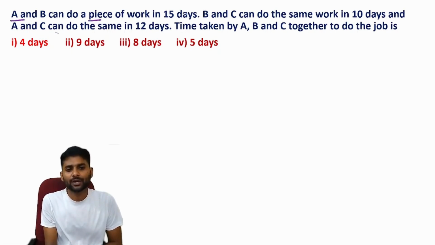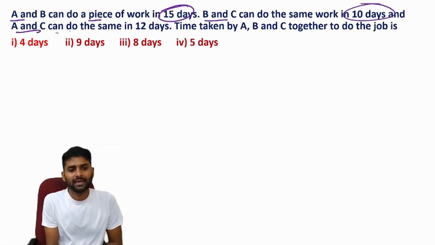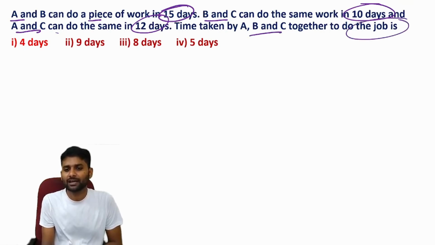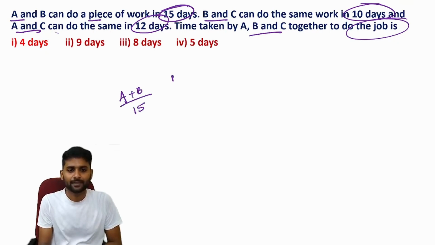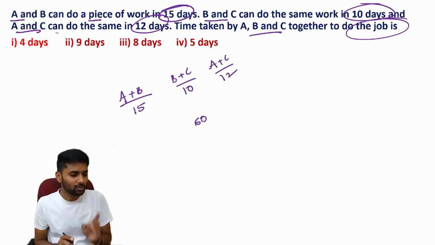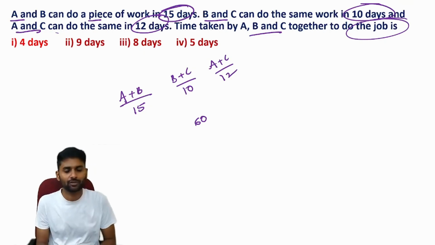A and B can do a piece of work in 15 days. B and C can do the same work in 10 days. A and C can do the same work in 12 days. If A, B, C work together, in how many days can they do the same work? Now see, A and B together will complete it in 15 days. B and C together will complete it in 10 days. A and C together will complete it in 12 days. Now see, the common multiple of 15, 10, 12 is 60 units. So that is the total work.